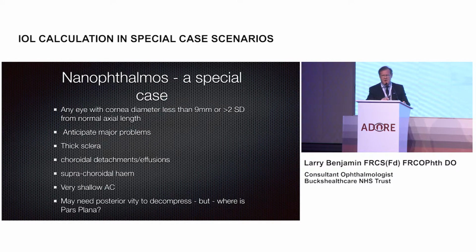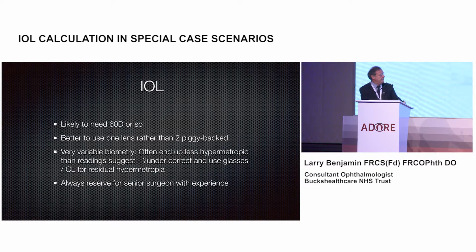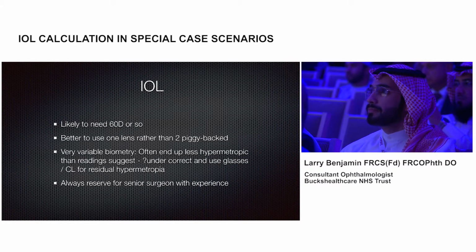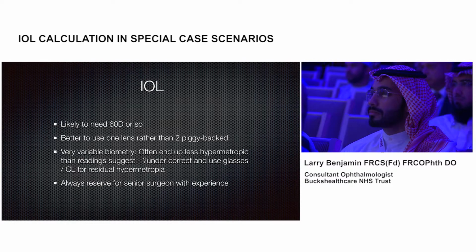but the problem is the pars plana anatomy is very different, and it's very easy to detach their retina by putting instruments into the back of the eye. So they are very complex. But the point of showing these eyes is that when you do the biometry, it often comes up that they need a lens of about 60 diopters.